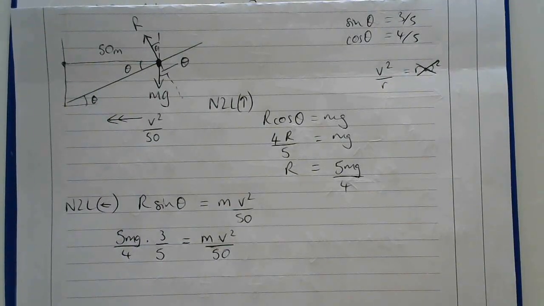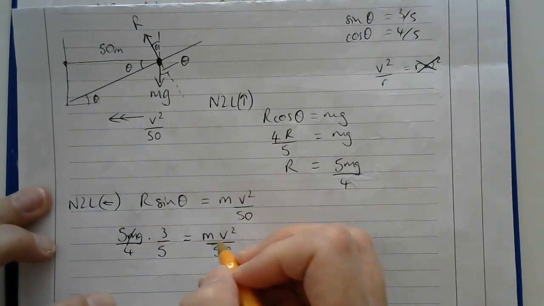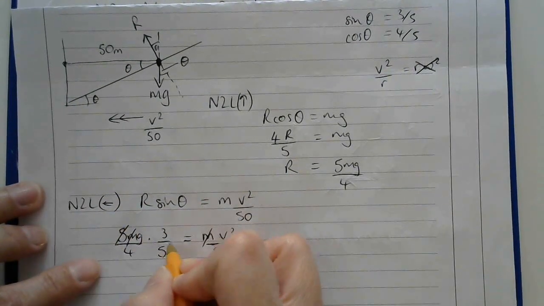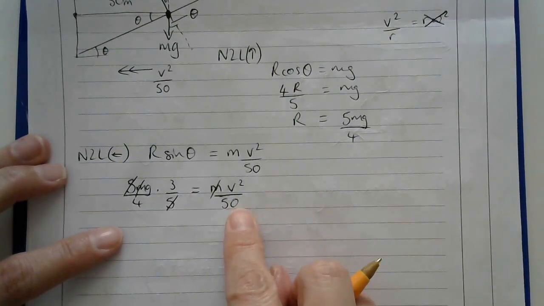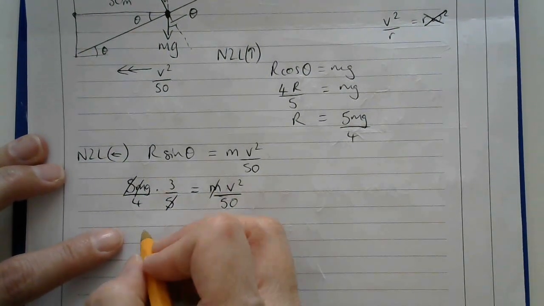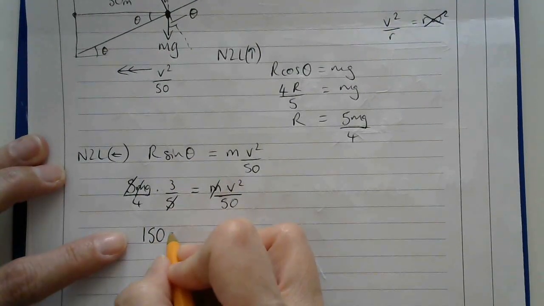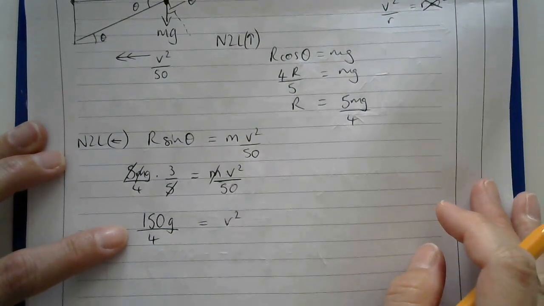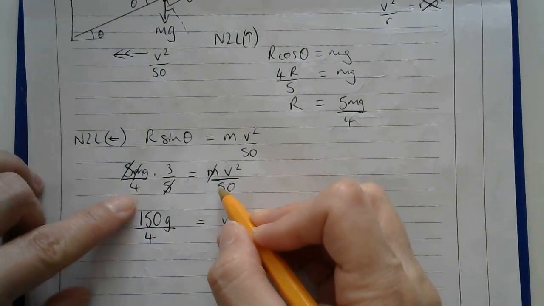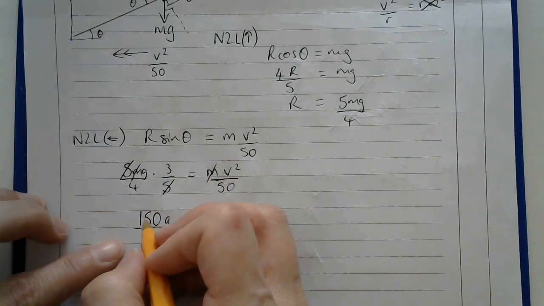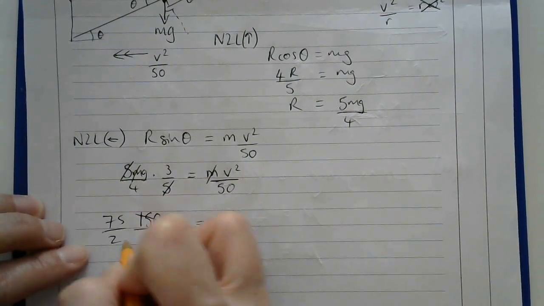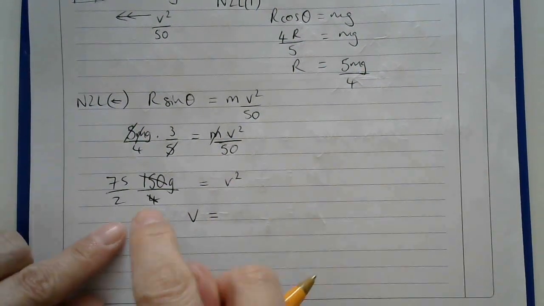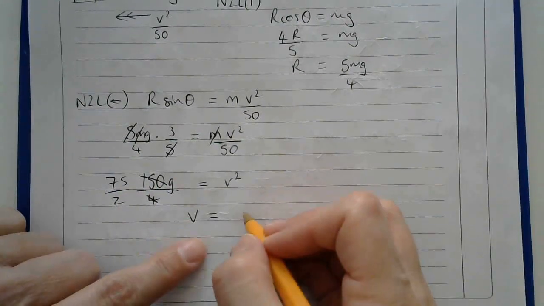And so now to get what v is, I can see I've got m's on both sides, so I can divide both sides by m. I need to multiply everything by 50. These 5's here will cancel. And so I'm going to get 3 times 50, 150, multiplied by g, divided by 4, is v squared. Oh, silly me, I could have actually divided both of those by 2. Anyway, that would give me 75 over 2. And so v will be the square root of 75g over 2.